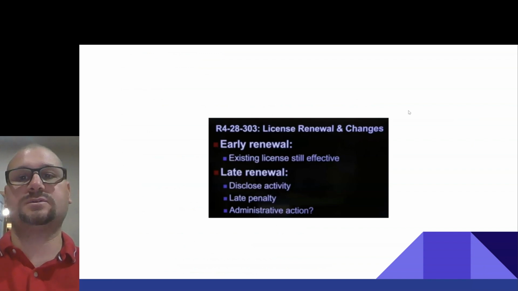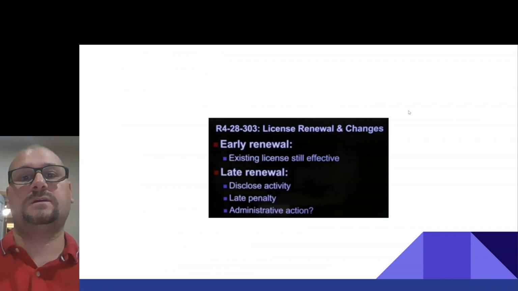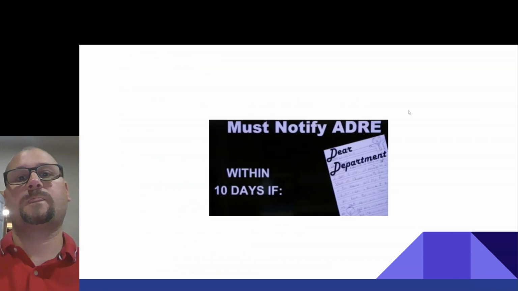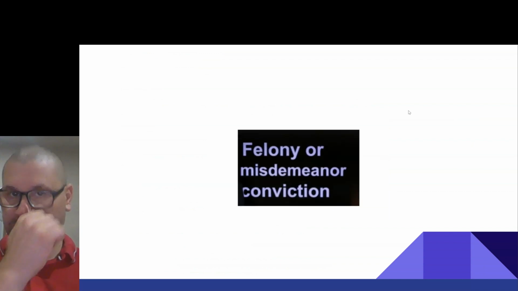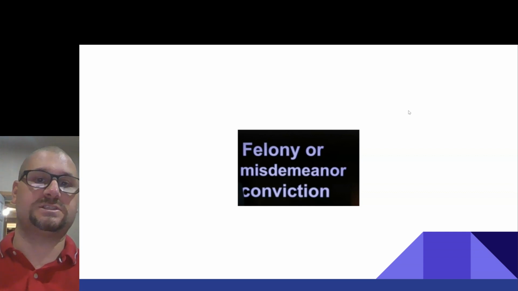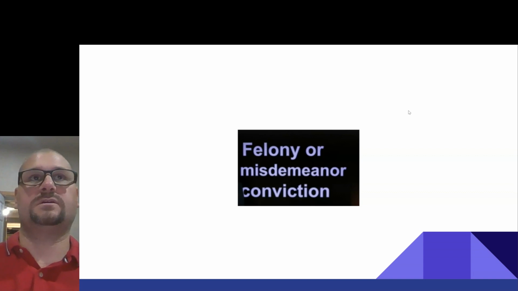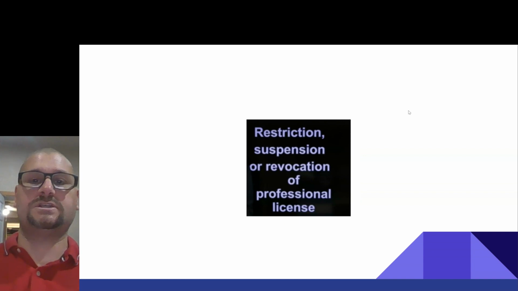Rule 4, license renewal and changes: early renewal, existing license still effective. Late renewal, you need to disclose activity, late penalty, or if you have administrative action. You must notify ADRE within 10 days if you have a felony or a misdemeanor conviction, so if you're convicted of a misdemeanor, or restriction, suspension, or revocation of professional license.